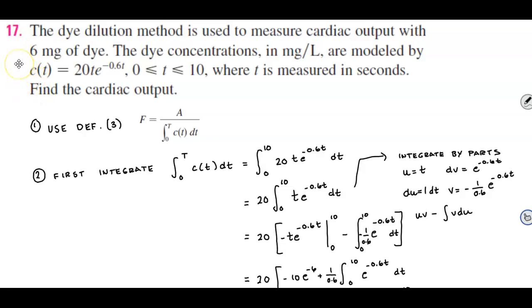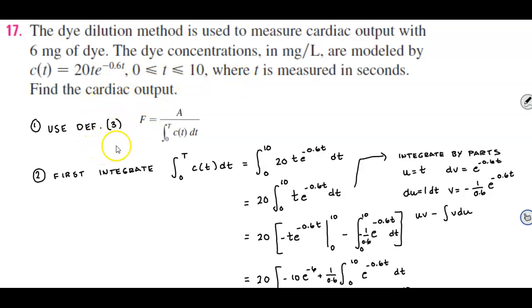For example 17, the dye dilution method is used to measure cardiac output with 6 milligrams of dye. The dye concentrations in milligrams per liter are modeled by C(t) = 20te^(-0.6t), where t is between 0 and 10 inclusive, and t is measured in seconds. We want to find the cardiac output.